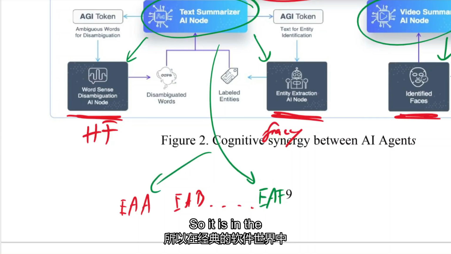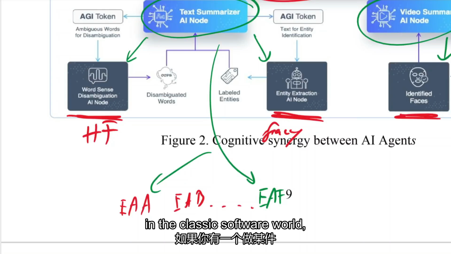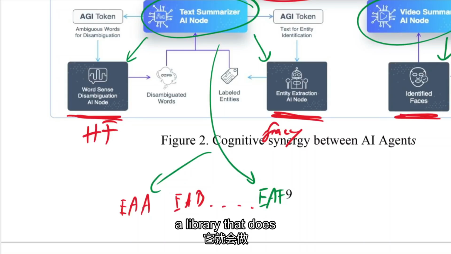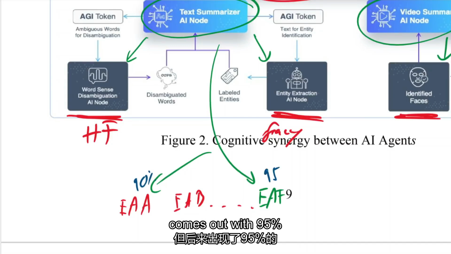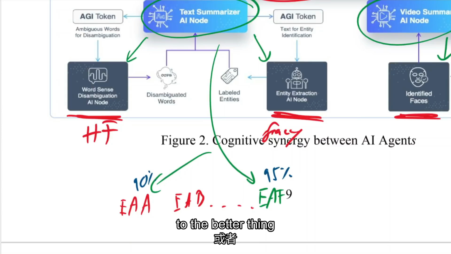So in the classic software world, if you have a library that does something, it does that thing. It cannot necessarily do it better or worse. However, in the machine learning world, it can definitely be that this thing is 90% accurate, which is already good, but then something comes out with 95% accuracy, and that's better. You would like to switch to the thing that meets your needs more, the thing that works on your test data set, and so on. So that's the case to be made for an AI marketplace.